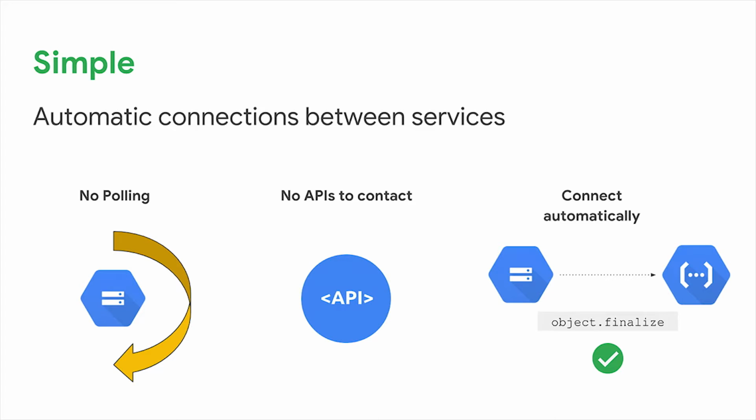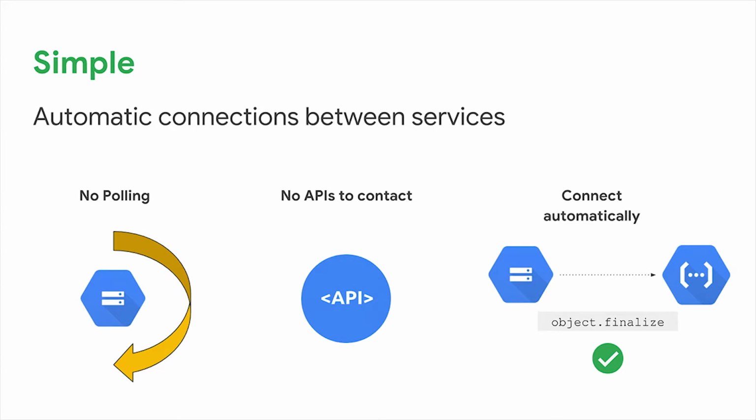And it's also simple in the sense that we make automatic connections between services. This is a point that at times can get lost, but if I want to talk from service A to service B, let's say it's Cloud Storage talking to a Cloud Function, I don't have to poll. I don't have to check to say, did something change? Is something new? Is something new? Is something new? When most of the time the answer is no. The event is delivered directly to my serverless function.